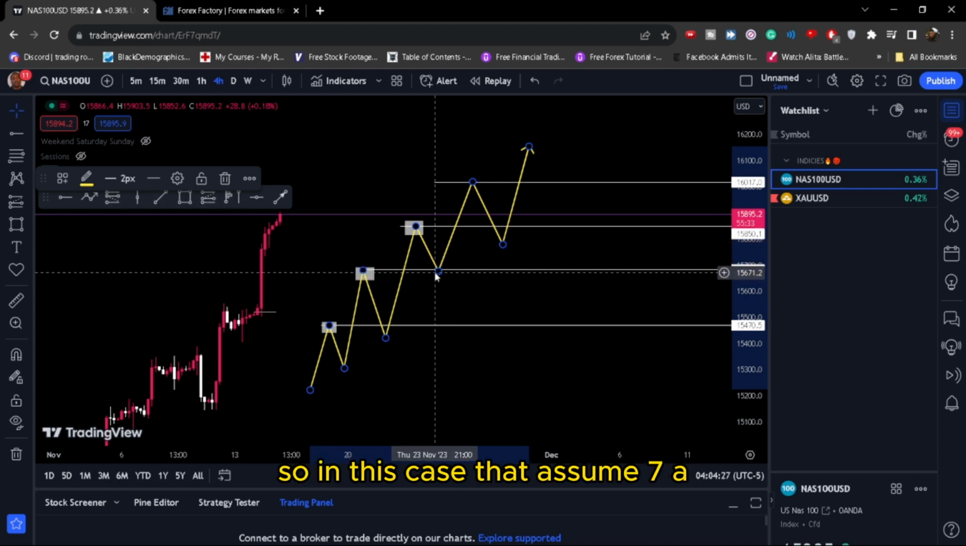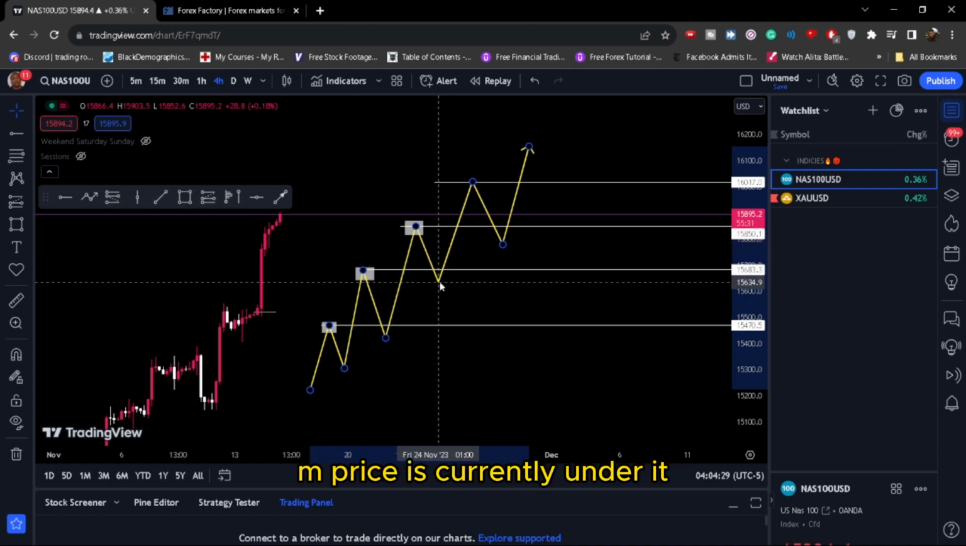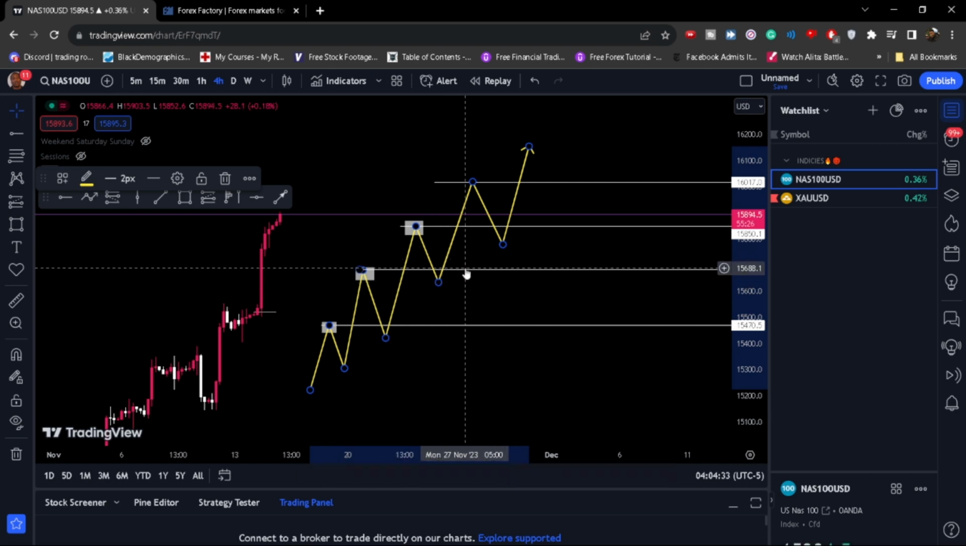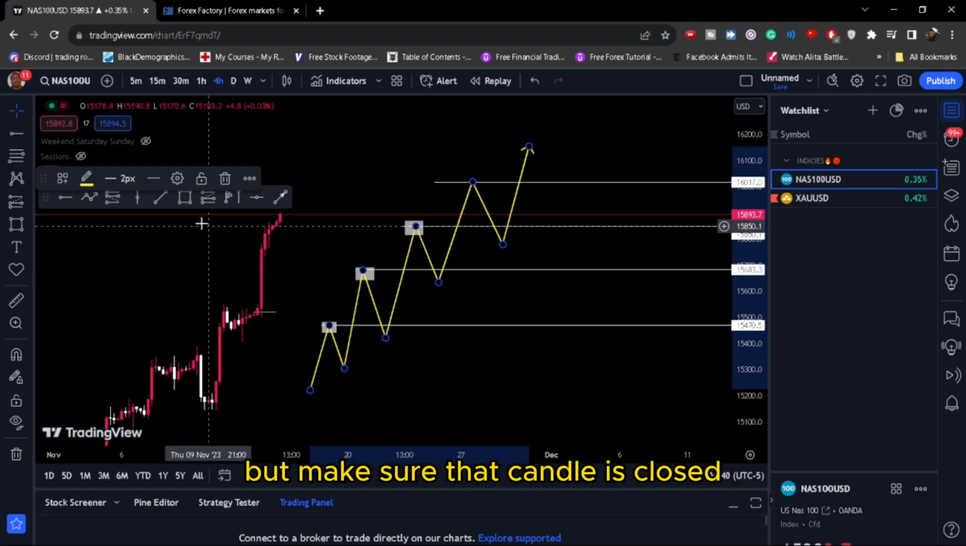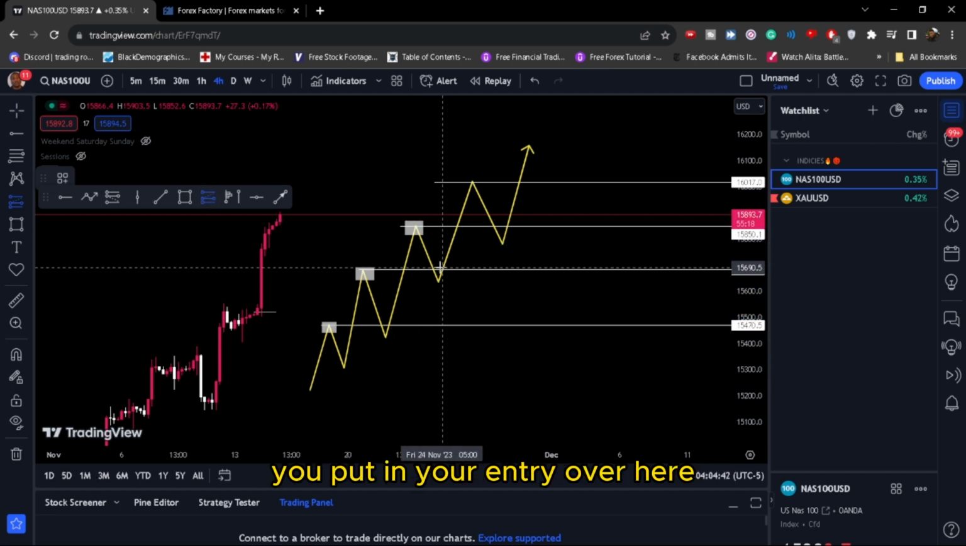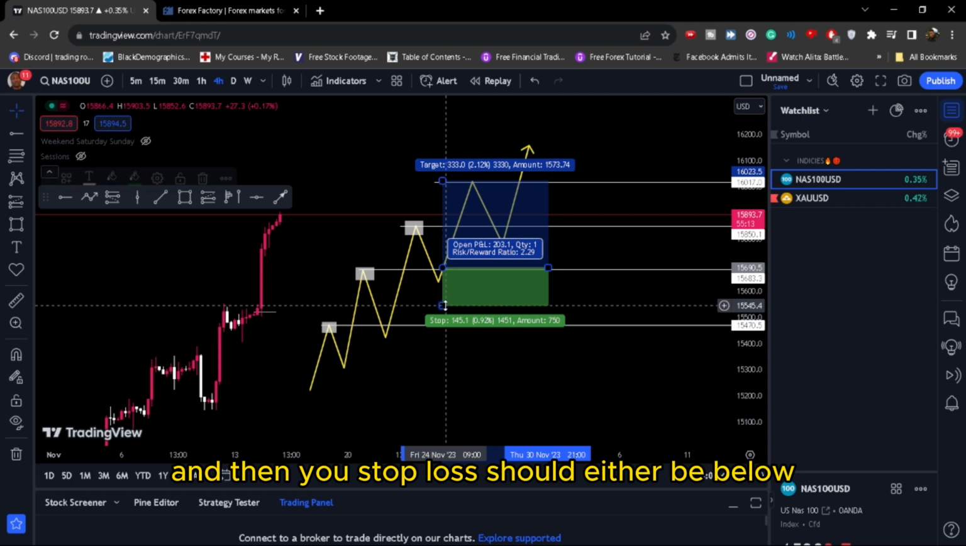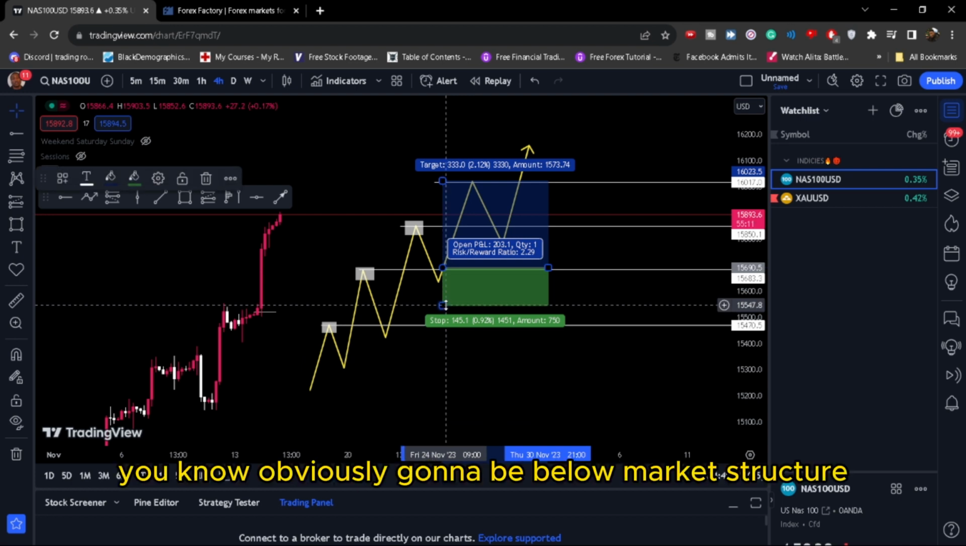So in this case, let's assume it's 7 a.m. and price is currently under it, so you don't take your trade. Wait for price to go above it with a closed candle. You could pick the 5 minutes, the 15 minutes, or the 30 minutes, but make sure that candle is closed. Once that candle is closed, you put in your entry over here, and your stop loss should be below market structure.